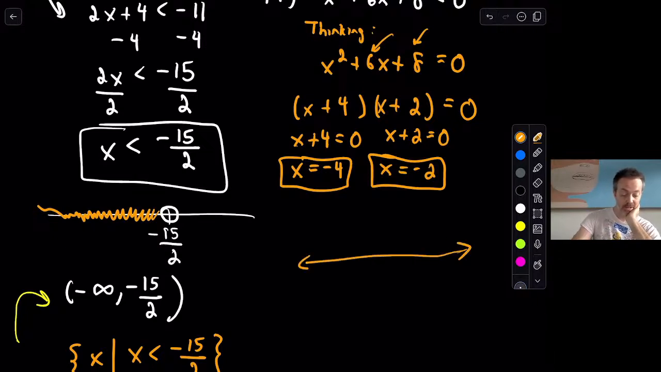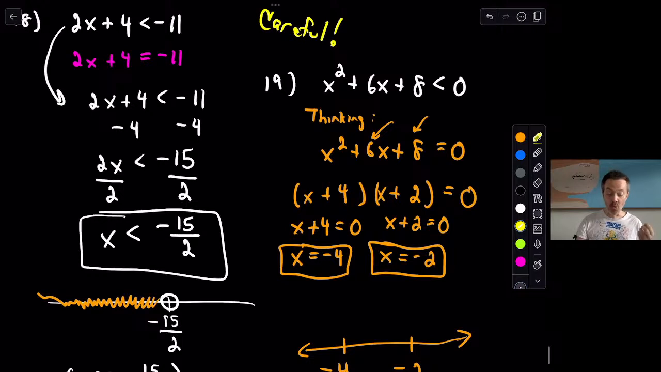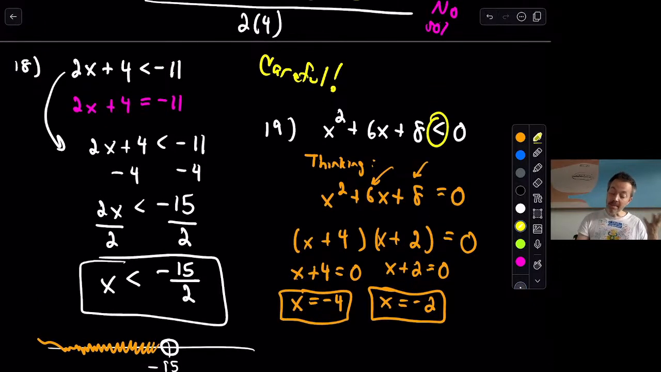So what I do is I look at the numbers that make it 0. And if you have a fraction, you'll look at what makes the numerator 0 and what makes the denominator 0. There you're finding where it's 0 and undefined. Those are still important points. Okay, so there's -4 and there's -2. Now, the one thing I can already say is that -4 and -2 are not solutions to the inequality. That makes sense, right? Because if we plug -4 in for x, or if we plug -2 in for x, we get 0 out.